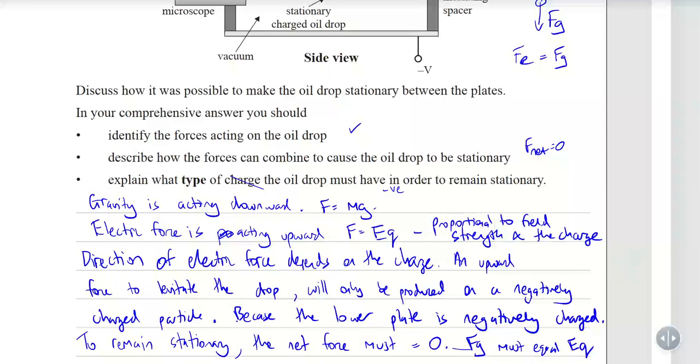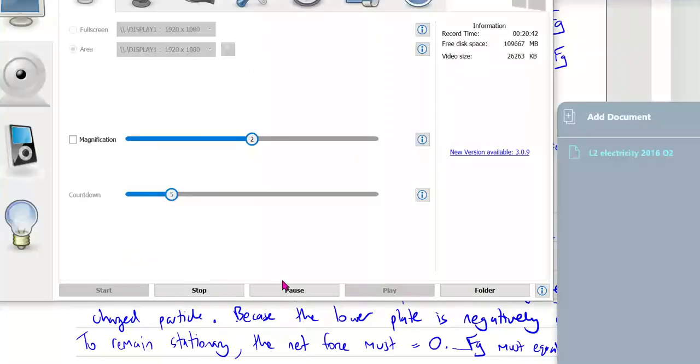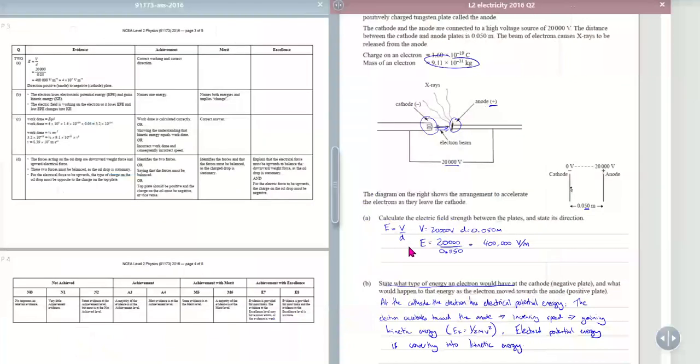Alright, let's have a look now at the marking guide, which I had. Alright, so let's see if we can fix this up now. Well, let's see if we can mark it.